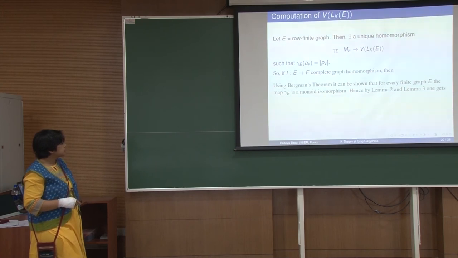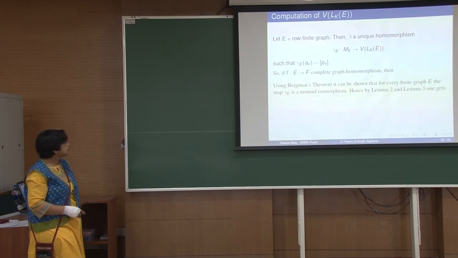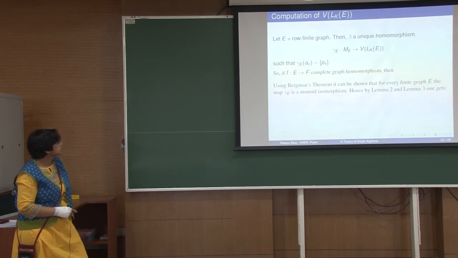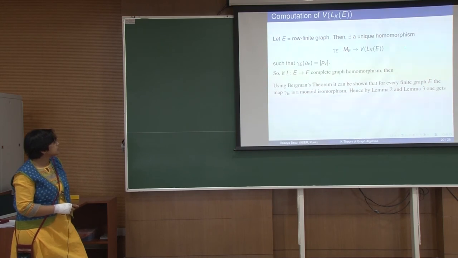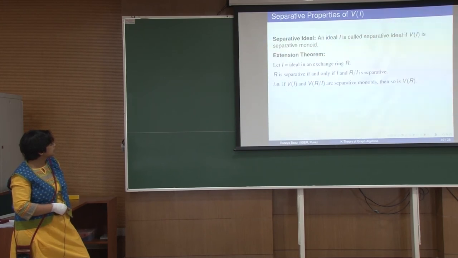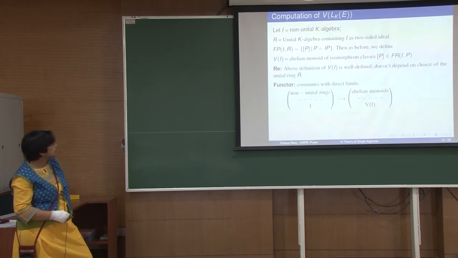Hence, by Lemma 2 and Lemma 3, do you remember Lemma 2 and Lemma 3? I don't understand. V of L_K is a monoid generated by the projections over V(L_K(E)), and you are saying that a_v is mapping to some projector. So what is gamma_E of a_v? It's some class of this. You remember this V(L_K(E))? This is the abelian monoid of isomorphism classes of these P. Yes, that's fine, but what is p_v there? Is it a projective module or what? Yes. So you go back to the earlier slide.